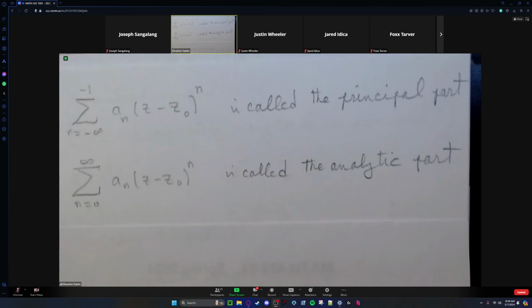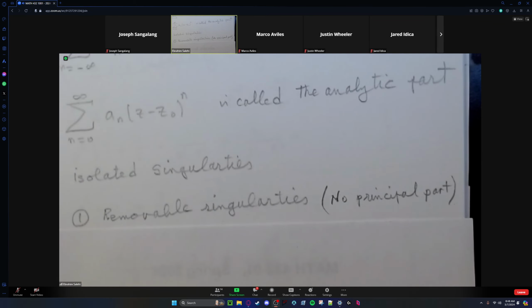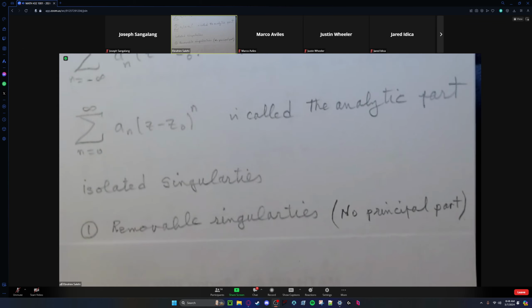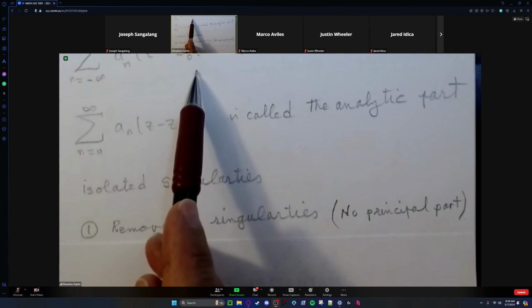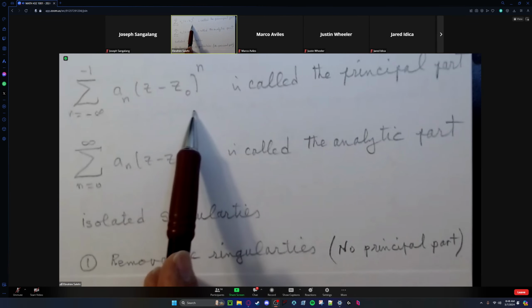Okay. We have three types of isolated singularities. One of them is called removable. And removable happens when you write the Laurent series, and in the Laurent series expansion, you don't have any term here. So we don't have any principal part.